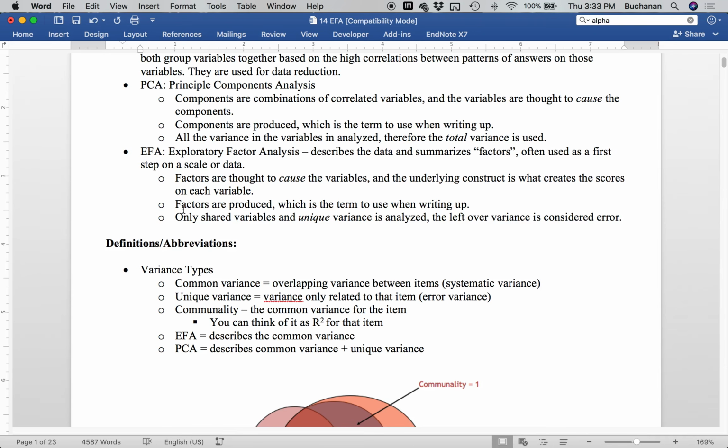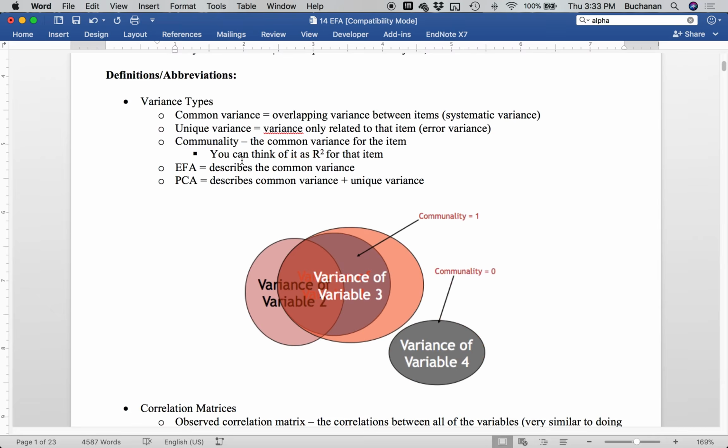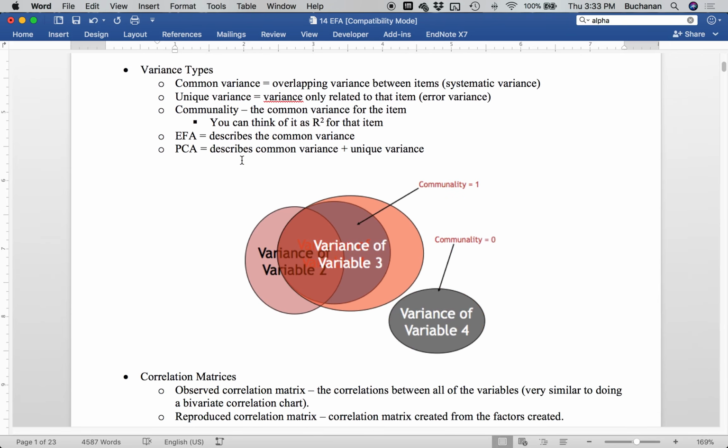So another key difference between PCA and EFA is that only the shared variance is analyzed. Unique variance is considered the leftover error. Whereas in PCA, all of the variance is considered important and is just parceled out differently. So a couple of different things to explain here, terminology-wise, is common variance, which is where we have overlapping variance between items. Sometimes that would be considered our systematic or our good variance.